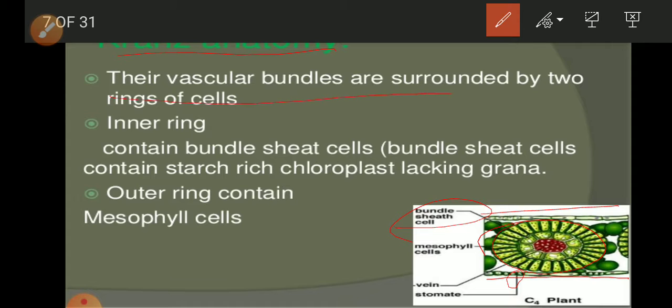The vascular bundles are surrounded by rings of cells. The inner ring is called the bundle sheath cells, and they have starch-rich chloroplasts, without grana. If there are grana, there is photosynthesis, but here there are no grana. What they do, we will see in the next slides. The outer ring contains mesophyll cells, which go to photosynthesis.